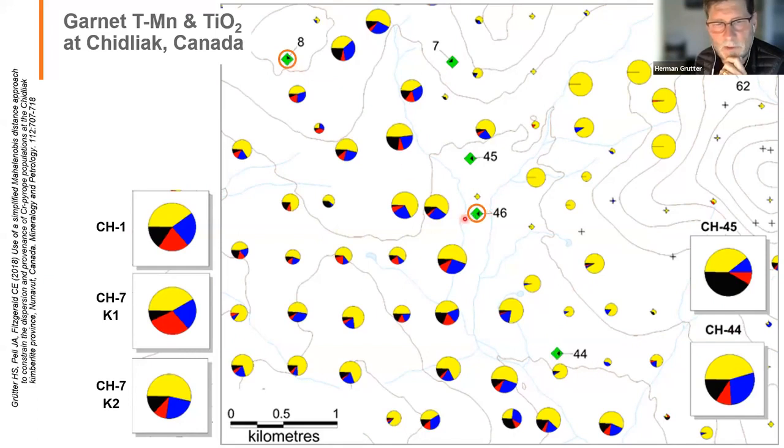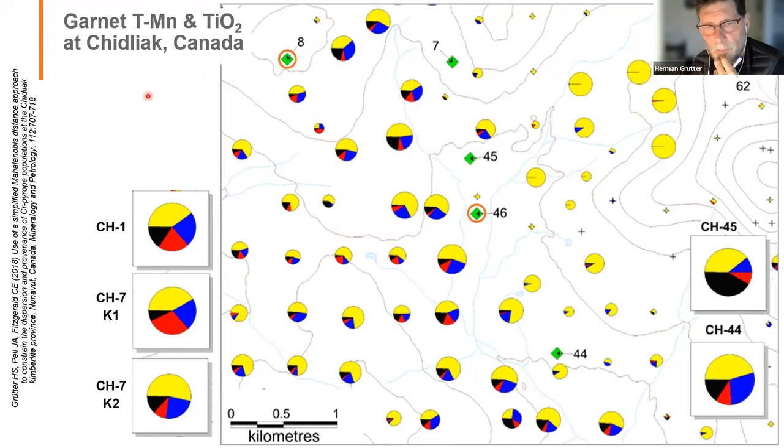The reason they've got orange circles around them is these two kimberlites don't contribute. If you try to do the beach ball pattern out of them, you don't get much, because they don't have a lot of garnets in the kimberlites themselves. So the quantity of garnets that are in individual sources also changes. It's one of the things that changes in this data set. Obviously at CH7, we've got enough, CH45 and so on.